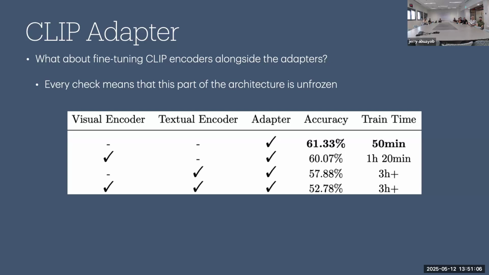The second row is if we also tweak the visual encoder, it actually harms it, but it takes a lot more time to train. Okay, so it takes about half an hour more because we need to also tweak the parameters of CLIP. And it seems that the text encoder really harms the performance of it and the training time as well. So the best answer is to just train the adapters without touching CLIP.